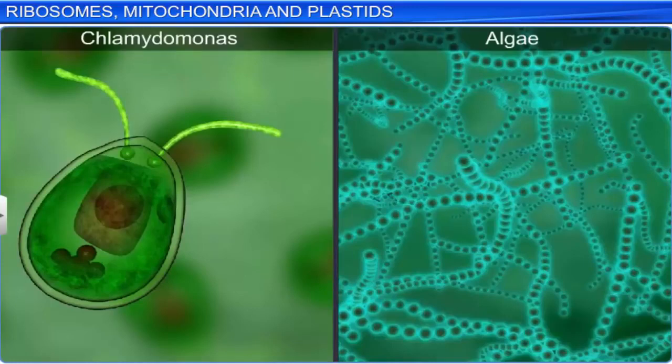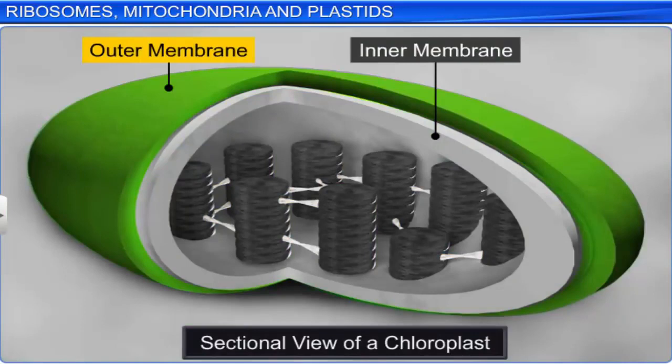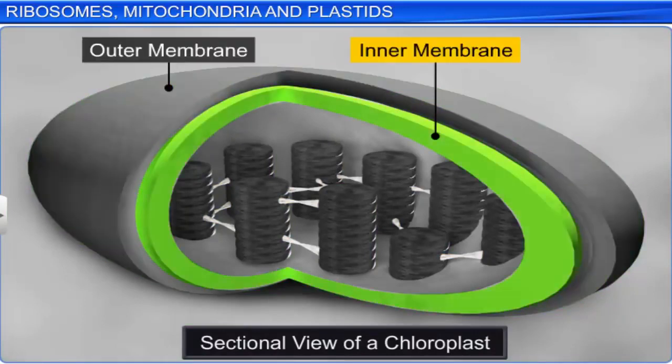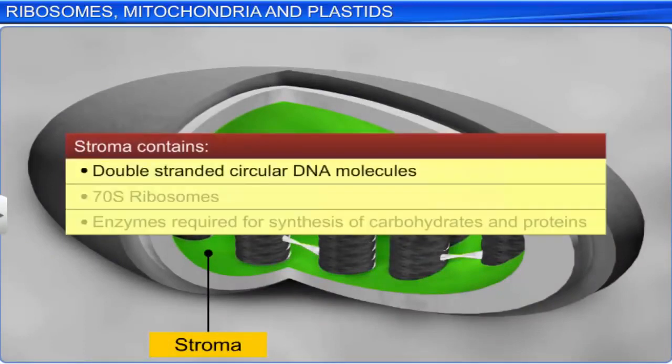Morphological studies about chloroplast reveal that they possess an outer membrane and an inner membrane, with the inner membrane being less permeable than the outer membrane. Stroma, the space enclosed by the inner membrane, contains double-stranded circular DNA molecules, 70S ribosomes, and enzymes required for the synthesis of carbohydrates and proteins.